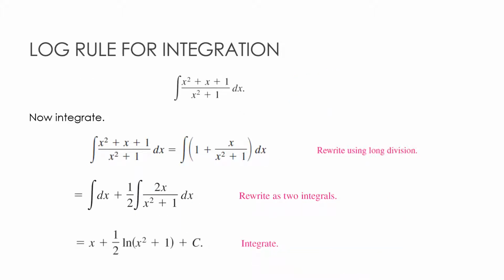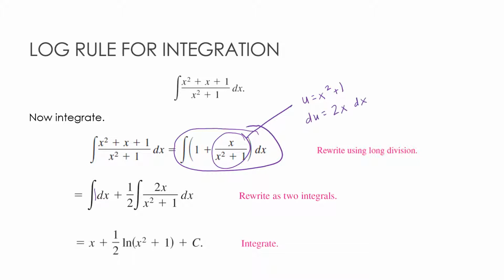So now that I have this guy rewritten using long division, now I'm going to find the antiderivative of each one. So essentially I'm finding the antiderivative of 1, and then the antiderivative of this guy. And again, here is where I'm going to use my U-substitution. So u is x squared plus 1, du is 2x dx, and so that means I'm going to have to take this guy times 2 to make that fit the pattern, and that's where the 1/2 and the 2 came from. And then from here, it's pretty straightforward.